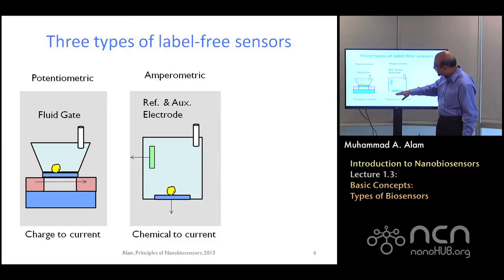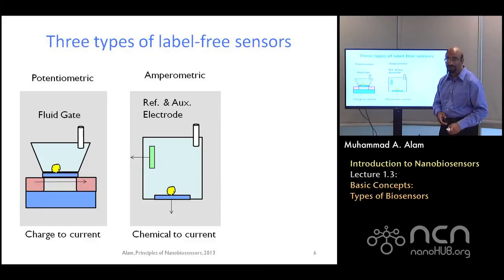So these electrodes have names like working electrode, reference electrode, and counter electrode. But the bottom line is that it converts the chemical information to information about the current. We'll be using this for glucose sensing, for example, because glucose doesn't have any charge, nor is it massive enough to change the mass of the sensor beam itself.